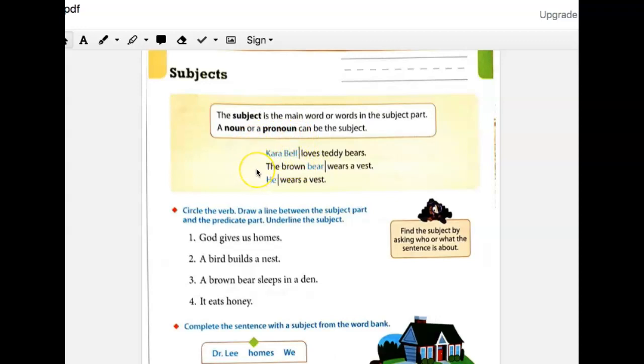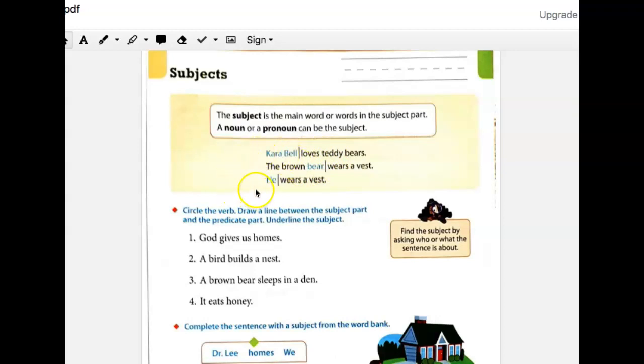What about the second sentence? The brown bear wears a vest. The subject part is the brown bear. Then what is the subject of this subject part? The words the and brown are adjectives. Remember, the word the is an article, which is a type of adjective, and the word brown answers the question, what kind? So that means the subject is bear.